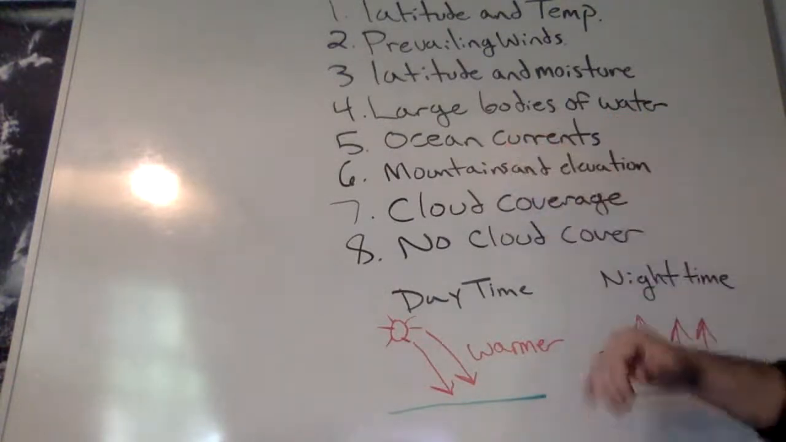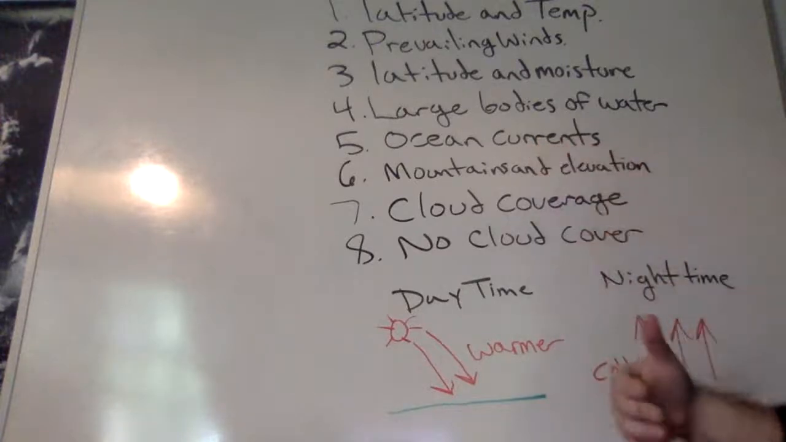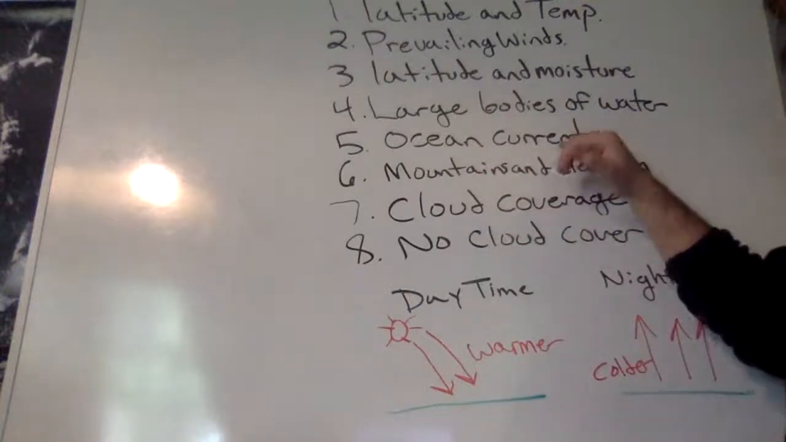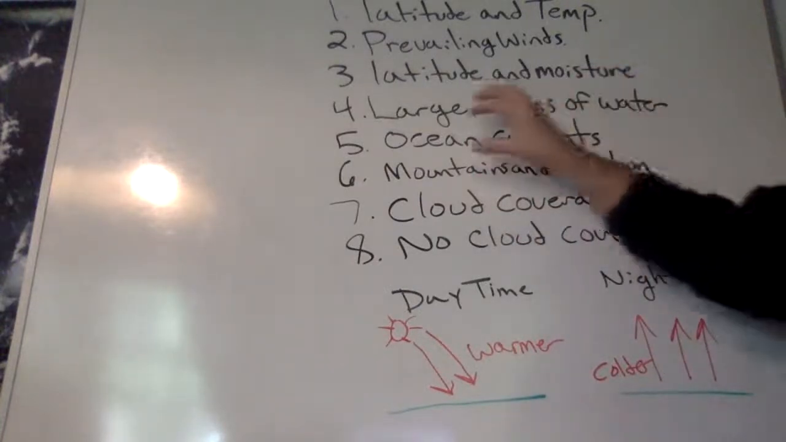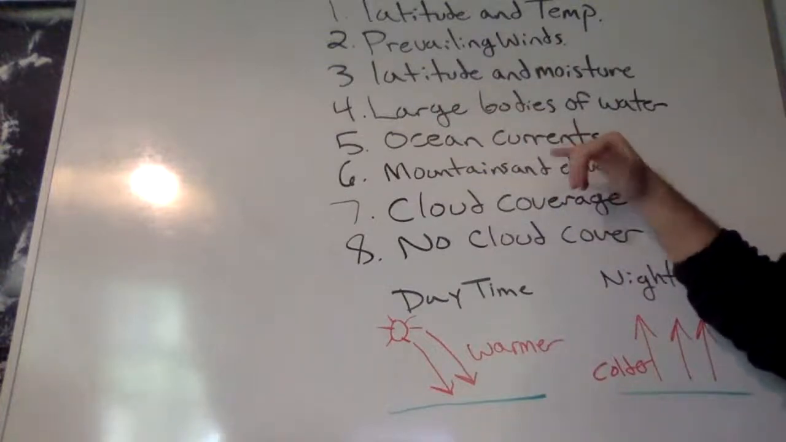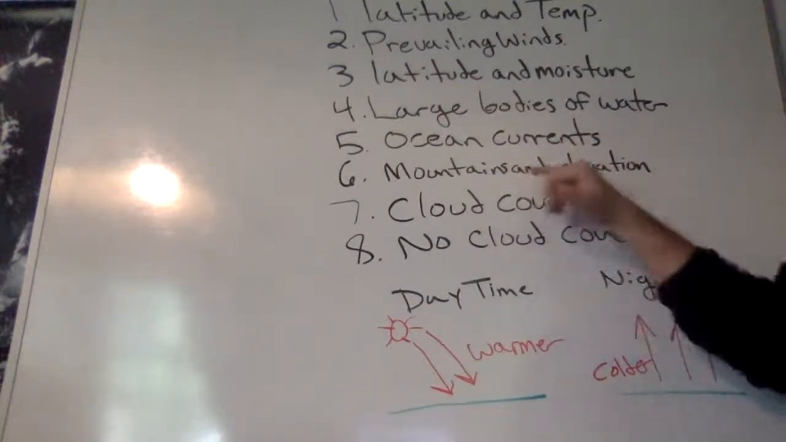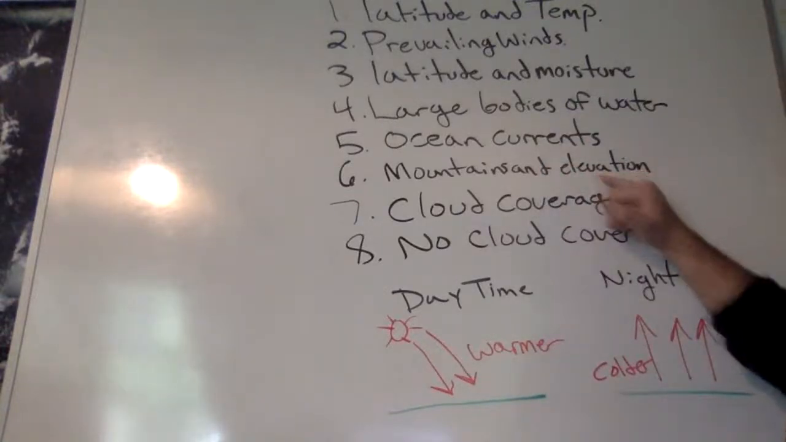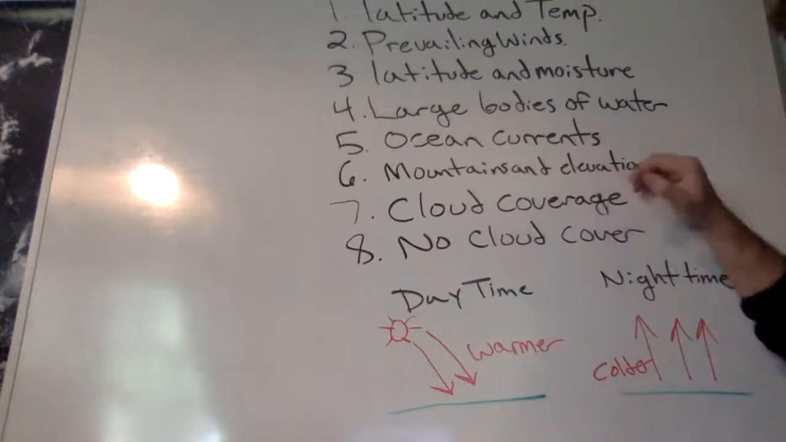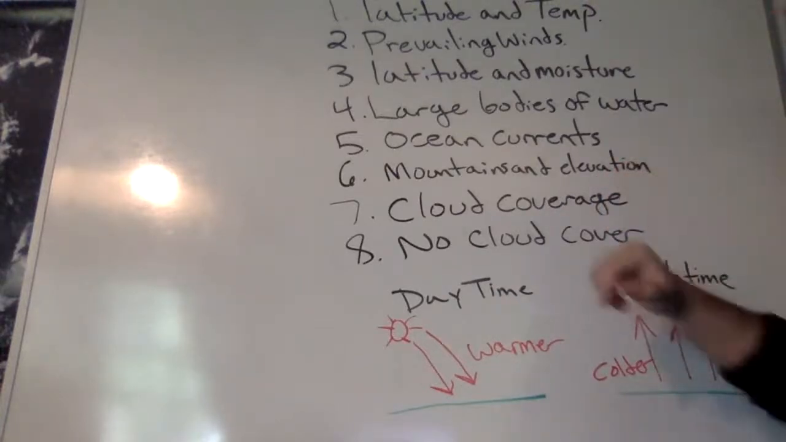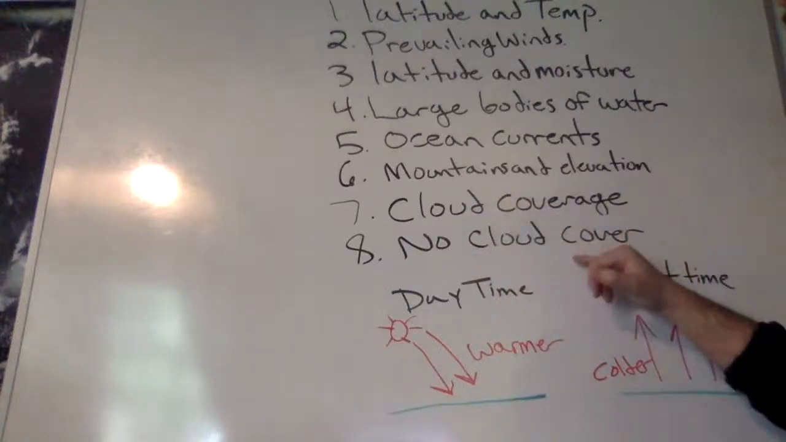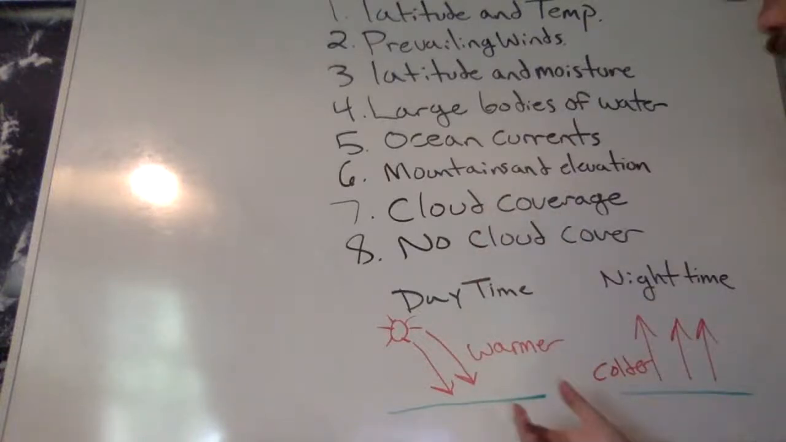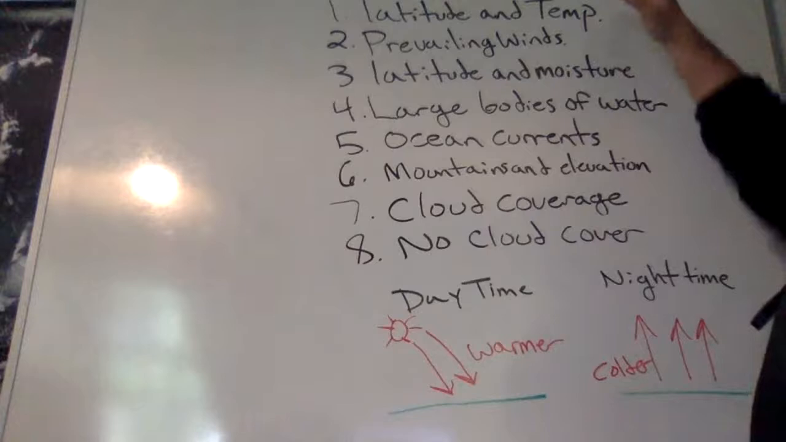Ocean currents, depending on if you live by a warm current, you're going to have warmer waters, which is going to keep you a little bit warmer. Or if you have a colder current that's by you, you're going to have those winds from the colder water keeping your continent or your area cooler. Your mountains and elevation. So since we live pretty close to sea level, our elevation does not really affect us. But if you lived in Colorado, you would have a lot cooler of a climate. Cloud coverage and no cloud coverage, that just shows whether heat can escape or get into your area where you live. Okay? So these are the 8 different parts.